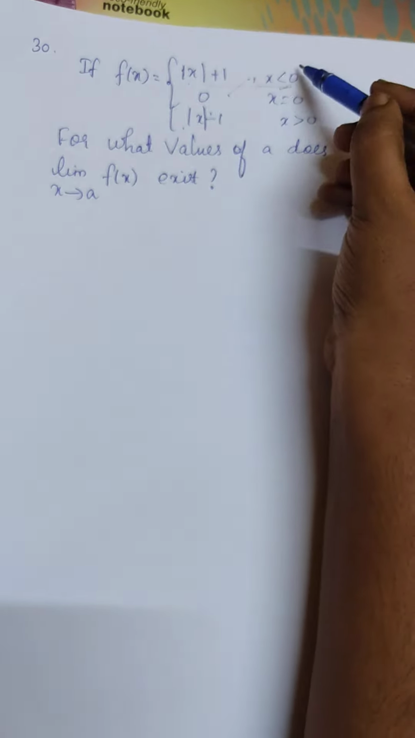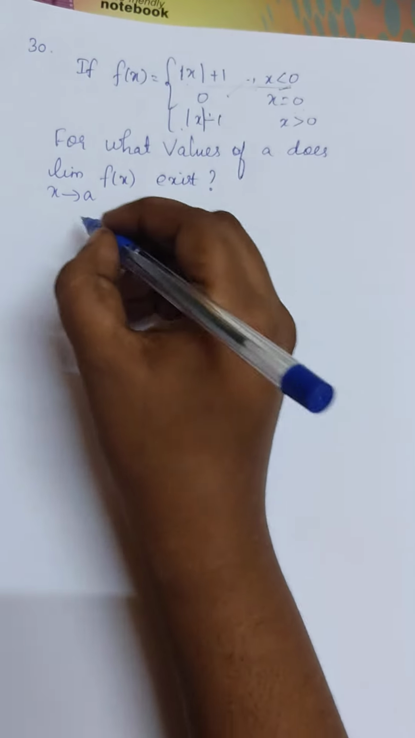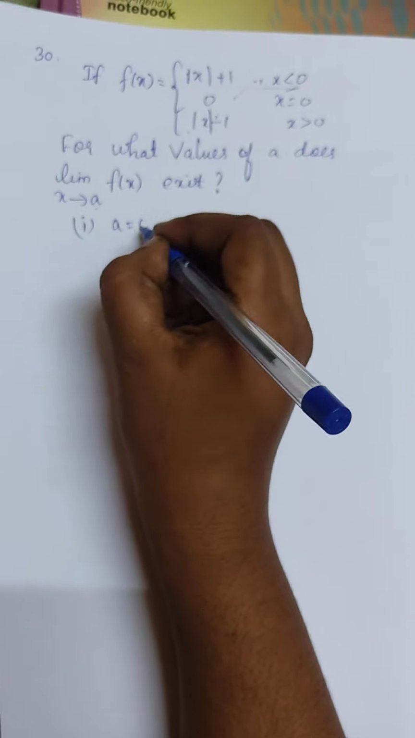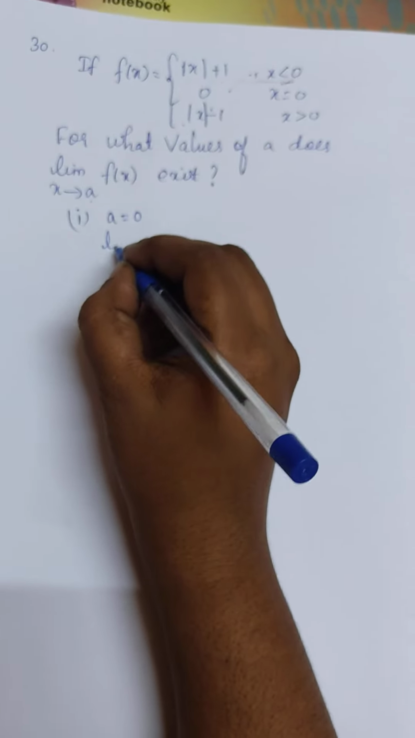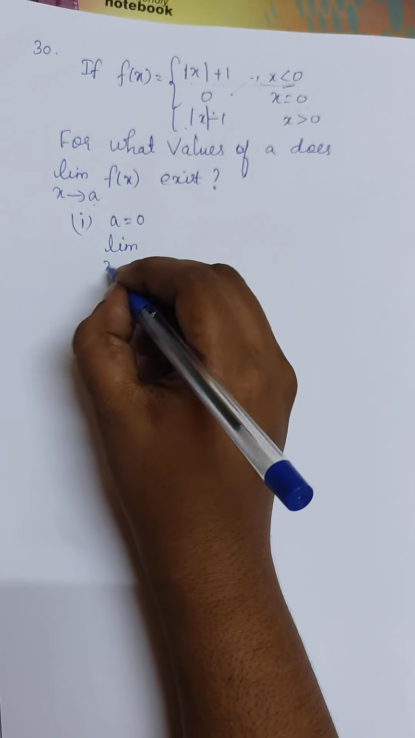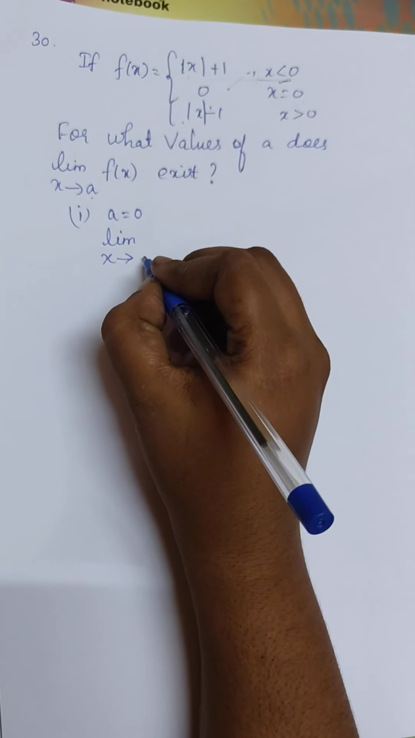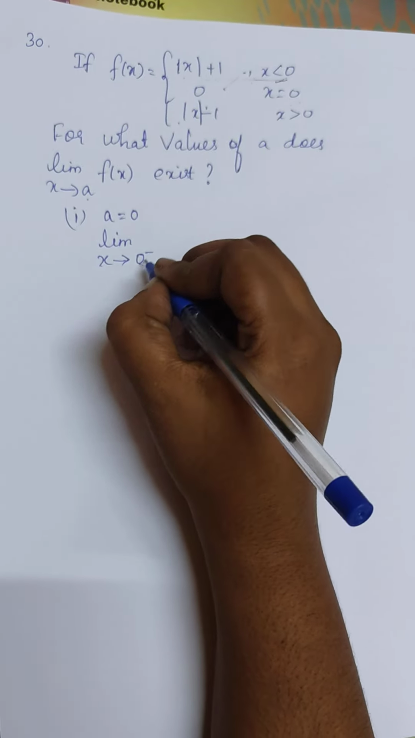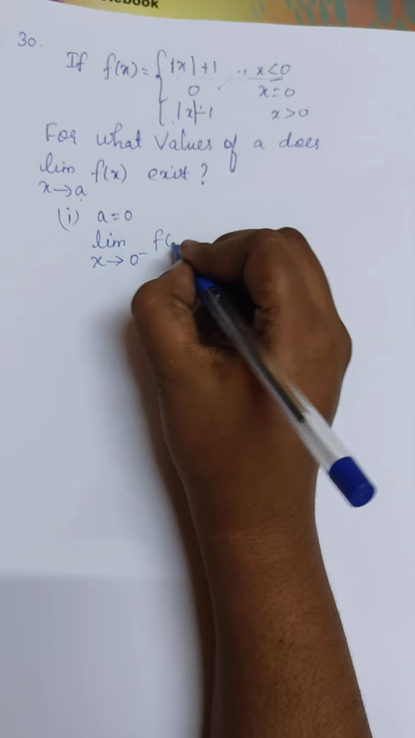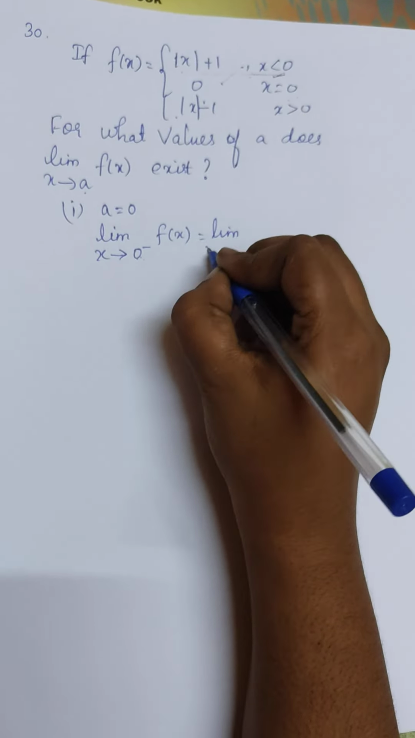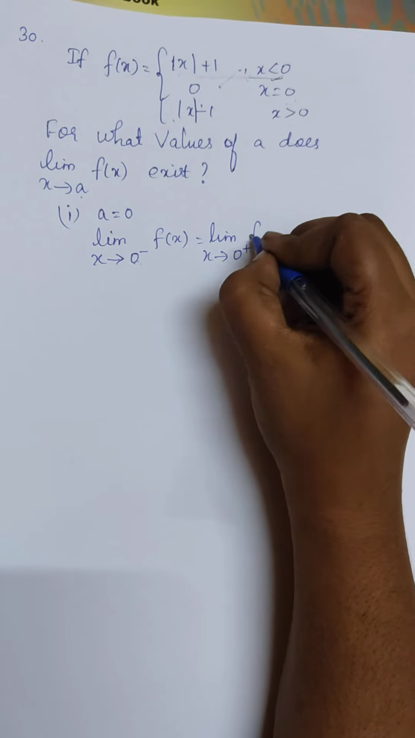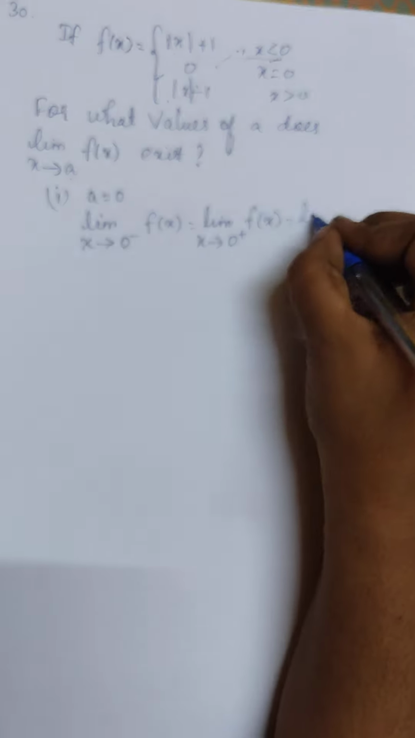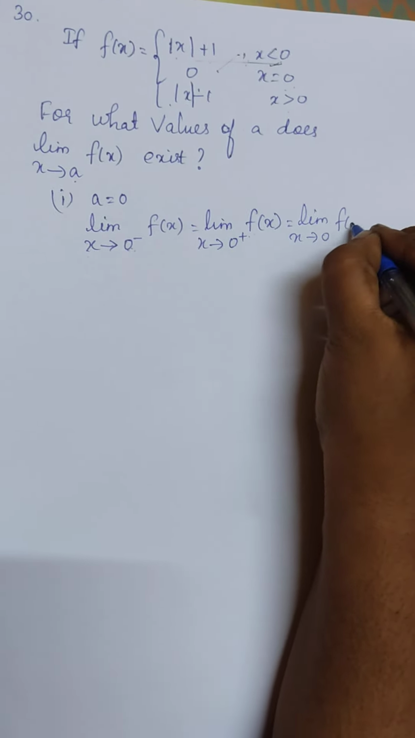Now the function has been defined in these three segments. So we will consider case 1, where we are taking the value of a as 0. To say the limit exists at 0, this condition should be satisfied: the limit as x approaches 0 from the left-hand neighborhood should equal the limit as x tends to 0 plus, from the right-hand neighborhood. If these two are equal, we can say the limit exists. So the limit as x tends to 0 of f(x) exists.